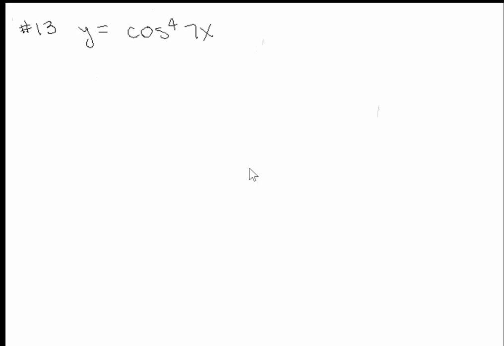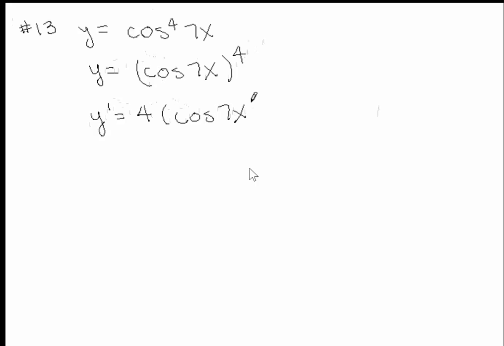Looking at number 13, y equals cosine to the 4th power of 7x. Again, to more closely see the inside versus the outside, you may want to think about this as cosine of 7x, all to the 4th power. So again, we're focusing on the outside. So we're going to take that exponent, the 4th power, and to find our derivative, we multiply that in front. Leave your inside the same, cosine 7x, reduce your exponent by 1.